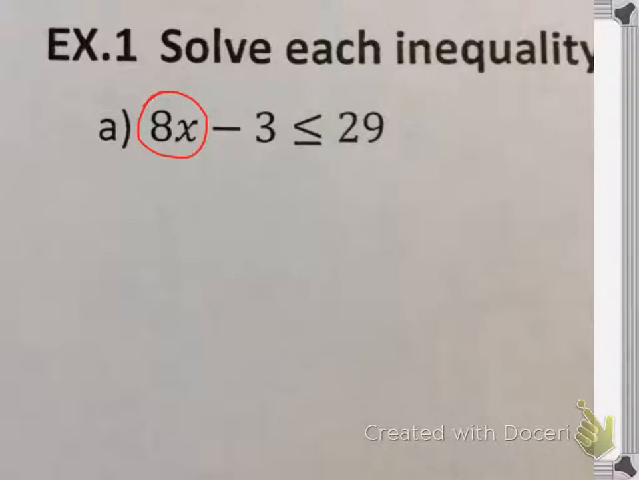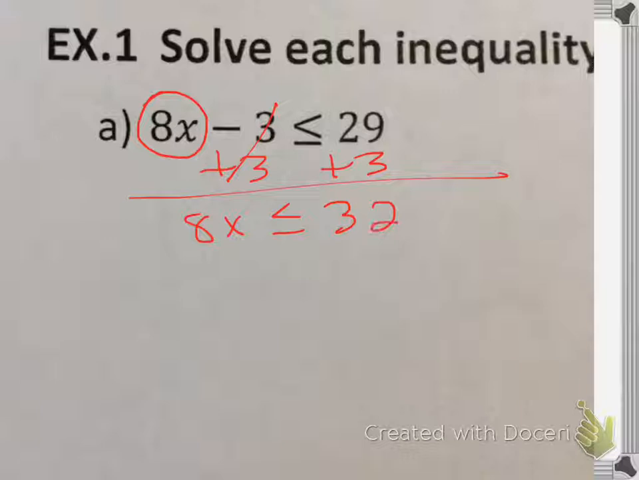It's immediately attached to the 8. So I have to keep it together until I can get rid of that minus 3. How do I get rid of the minus 3? I add the 3 to the other side. So we're going to add that 3 to the other side to cancel it over here. And I'm going to go 8x, and I'm still going to use the less than or equal to sign. And then 29 plus 3 is 32.